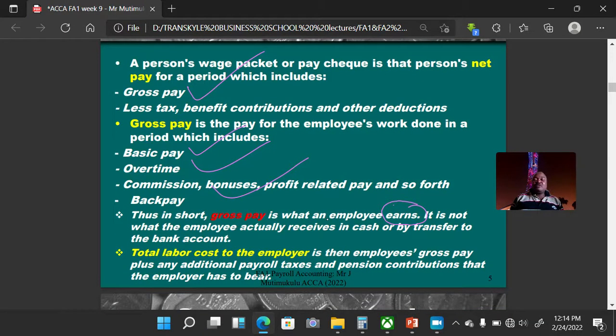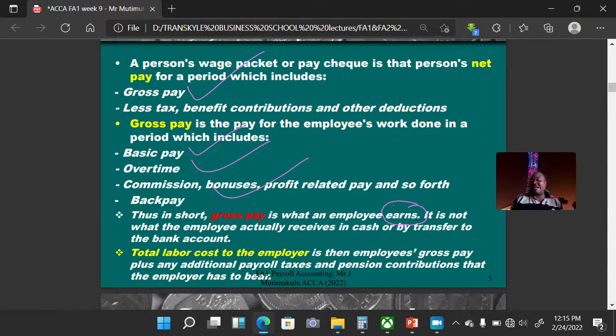The total labor cost to the employer is then the employee's gross pay plus any additional payroll taxes and pension contributions that the employer has to bear. So in the books of the employer, he's going to incur the employee's gross pay, plus the employer's tax obligations and NSSA contributions, which he pays on behalf of his employee. Sure, that one is understood.